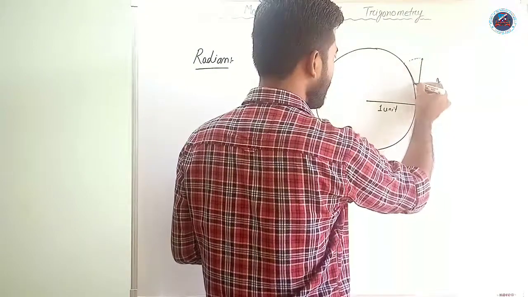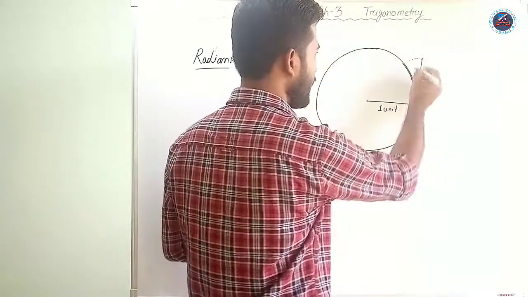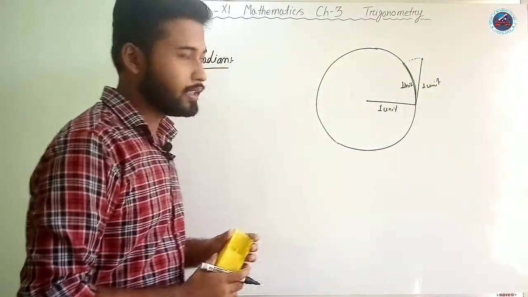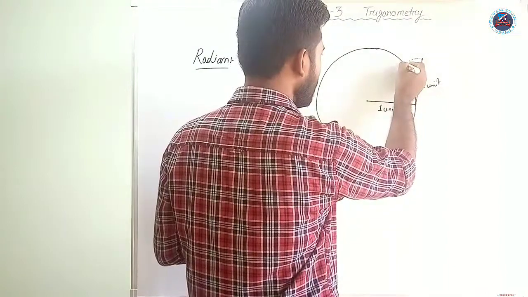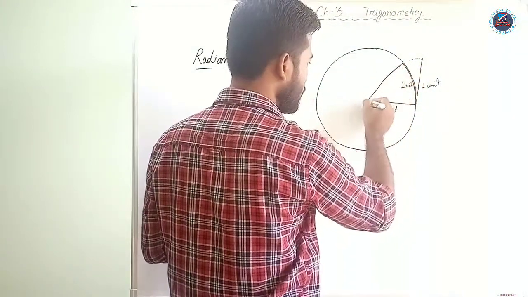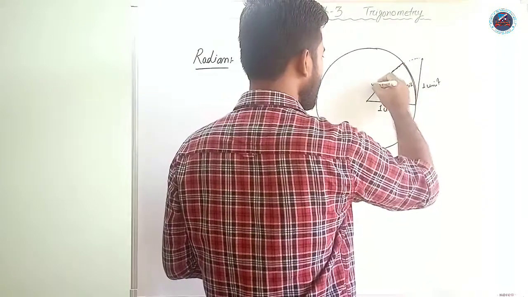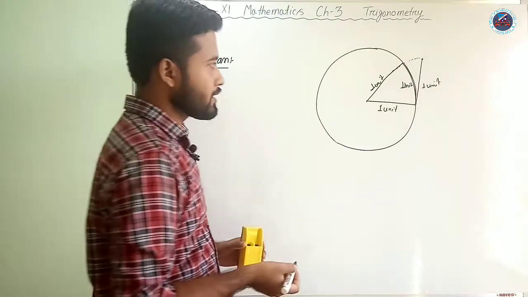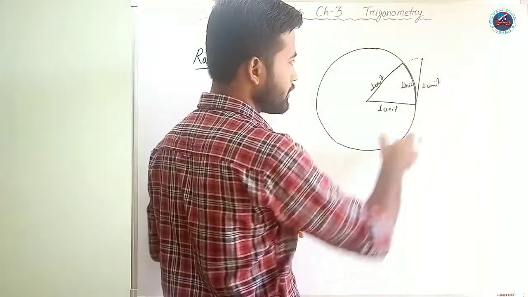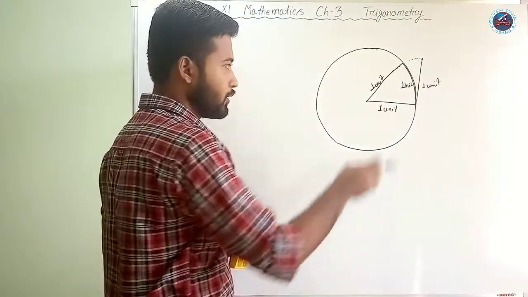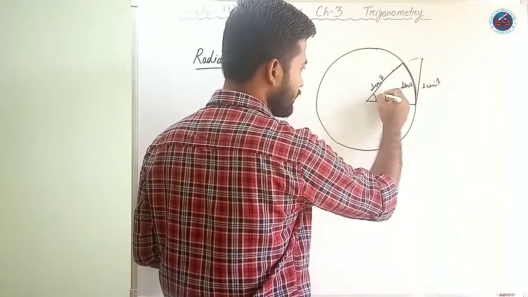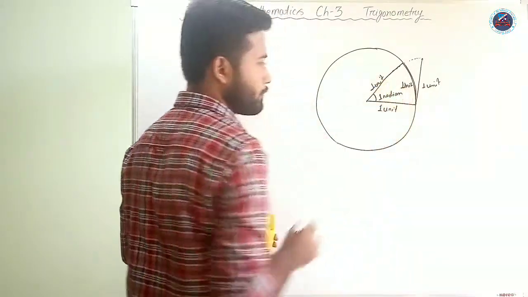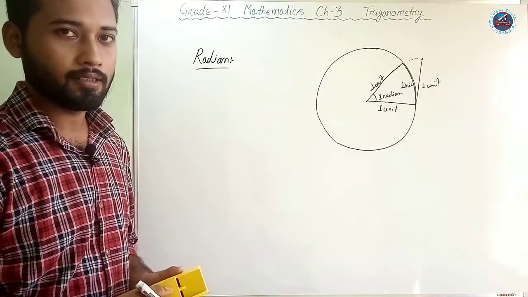This will make an arc, isn't it? And the length of this arc will be 1 unit. Fine. Now if I join this point with the center again, this is the radius again, so this is also 1 unit. So in this case we can say that the angle subtended by this arc of 1 unit, the angle that is formed here, is known as 1 radian. Okay, so that is the concept of radian.